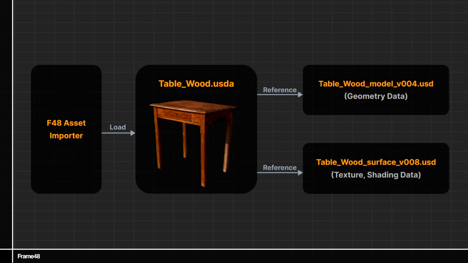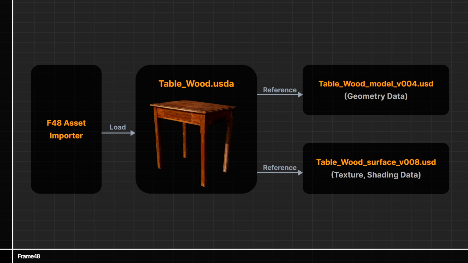Our asset importer will load in a master USDA file of different assets, and it's just a reference to 2 different layers of that asset. The first one is the model layer, which contains all the geometry data. And the second is the surface layer, which contains all the texture and shading information.